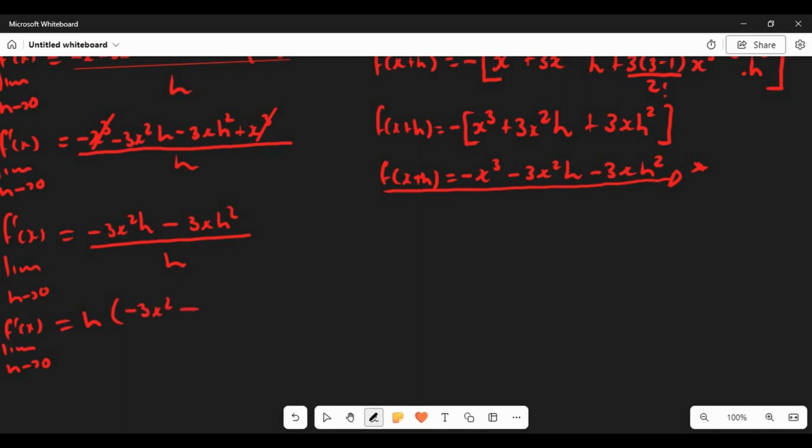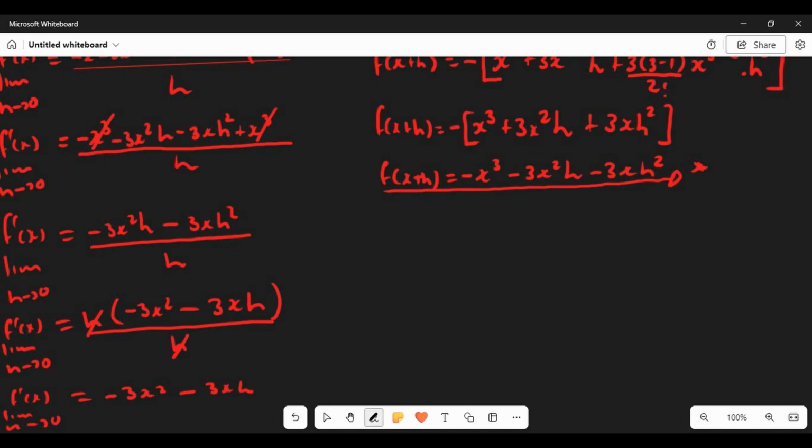The second term, you're going to be left with negative 3x h. There we go. All this is divided by h. So this h and that h, they're going to divide each other and give you 1. So f of x prime here is going to be the limit as h approaches 0. You're going to be left with negative 3x squared minus 3xh.